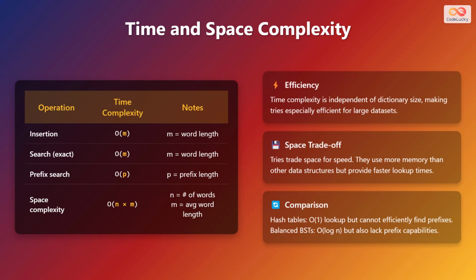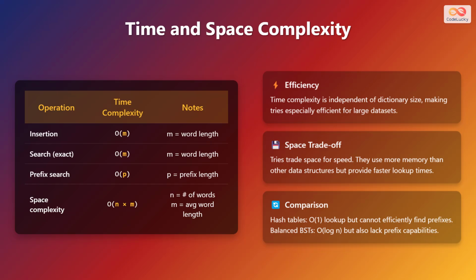Let's discuss the time and space complexity of a trie. The time complexity for insertion and searching in a trie is of the order of m, where m is the length of the word. This is because, in the worst case, you need to traverse all the characters of the word. The space complexity of a trie is of the order of n times m, where n is the number of words and m is the average word length. This is because each character of each word is stored in the trie. Time complexity is independent of dictionary size, making tries especially efficient for large data sets.